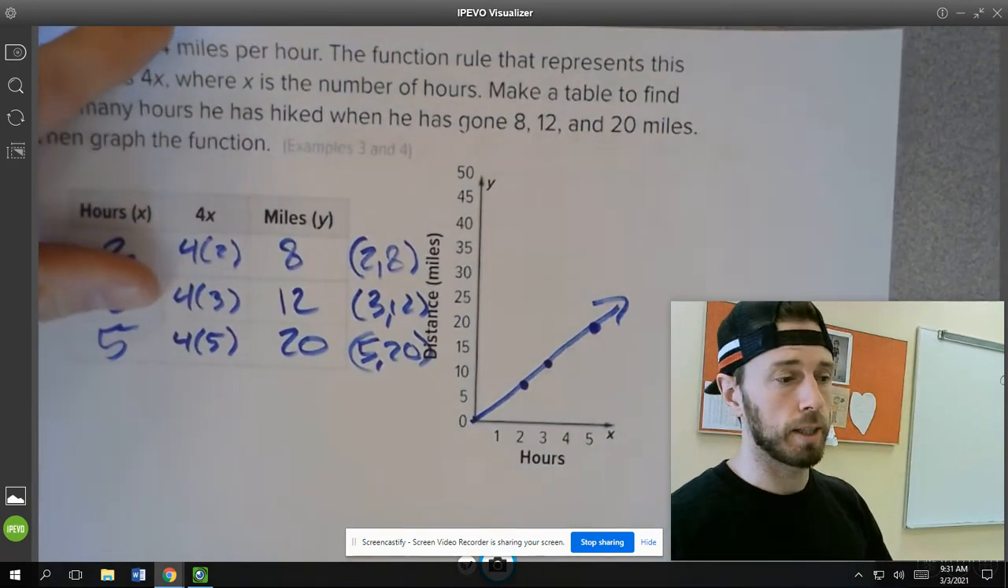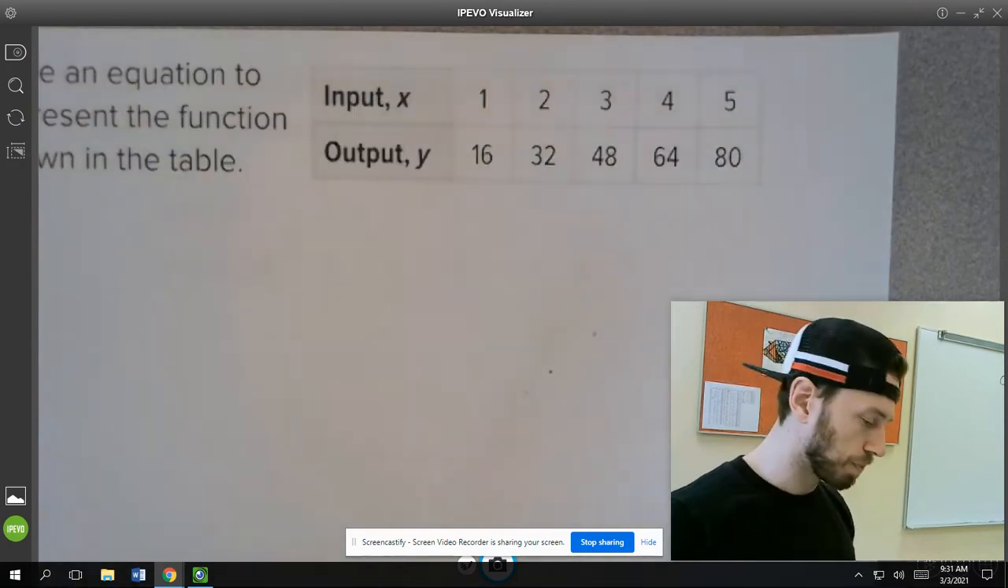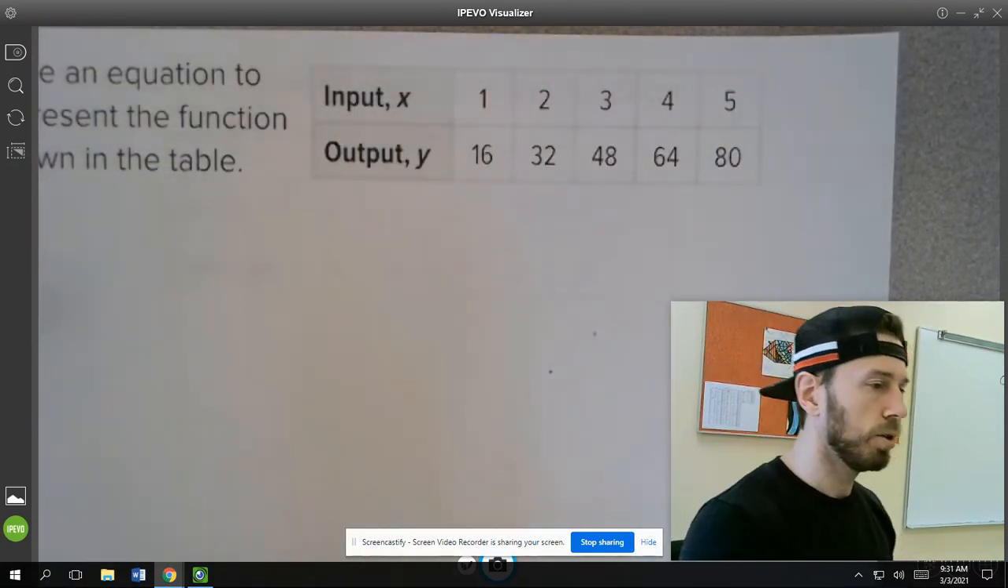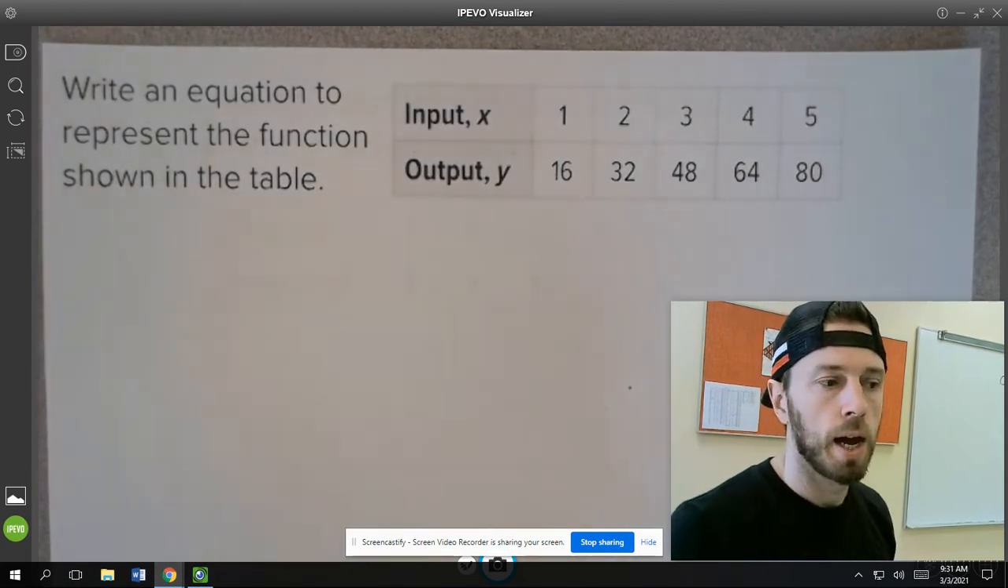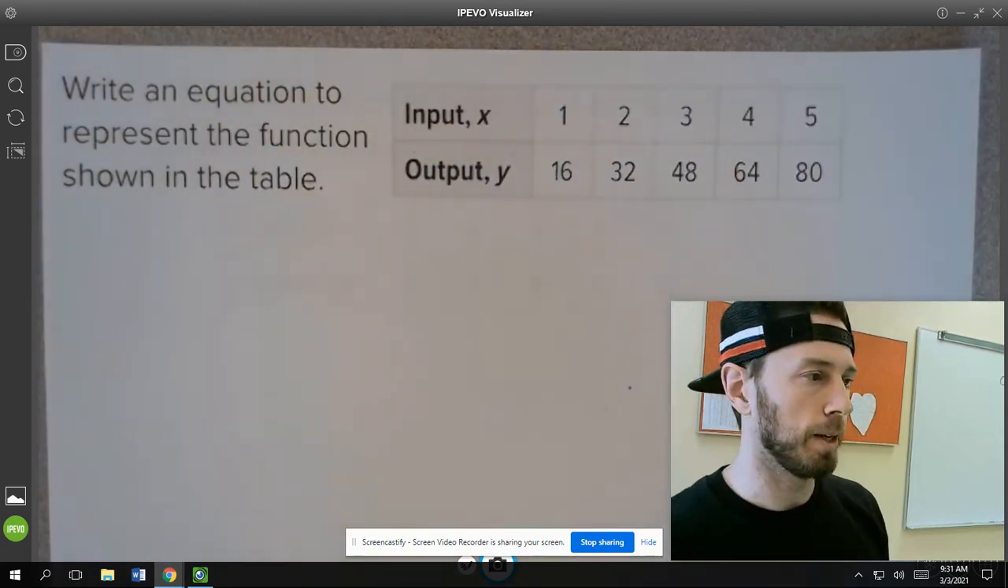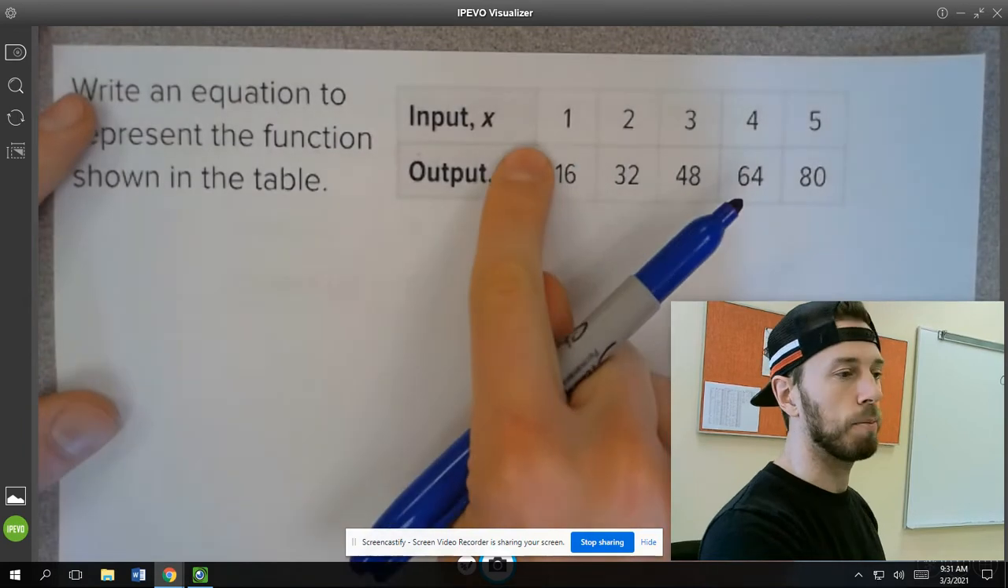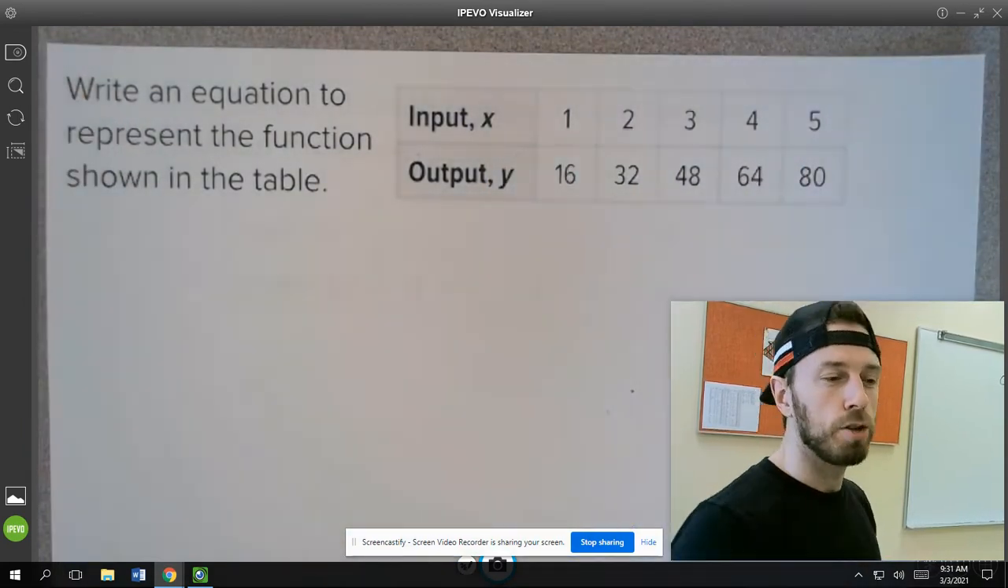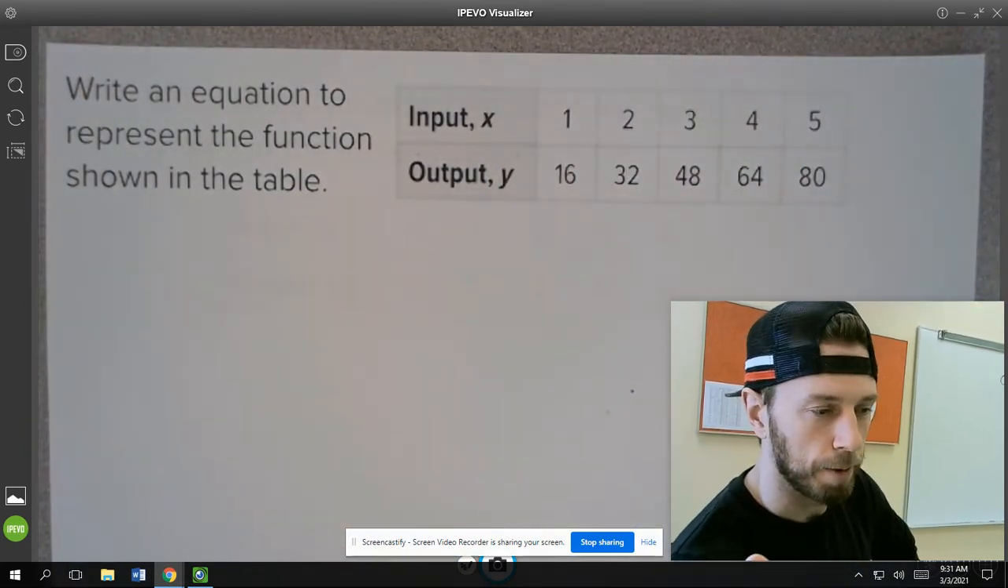Now there is one other type of thing that I would like you guys to practice today, and that is to be able to look at a table and then tell me what the equation would be. So for example, if I gave you the table with all the inputs and outputs, can you tell me the rule of what's happening, right?